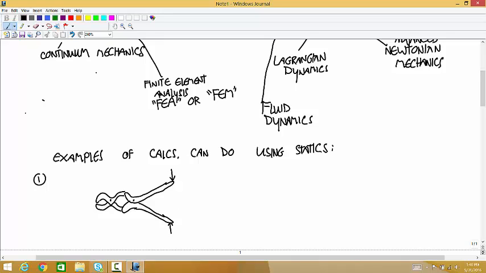You apply a force here, and there's something here, often a bone, unfortunately. And if you apply a force F to the handles here, the question is, what's the force applied to the bone? So that has to do with structures, combinations of rigid bodies connected by joints. And we'll be able to do problems like this by the end of this class.